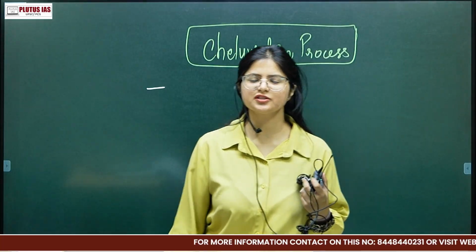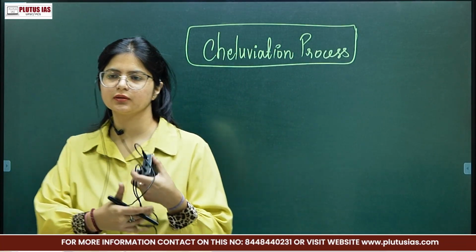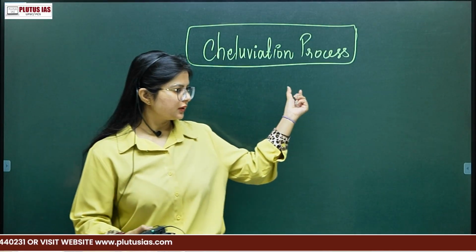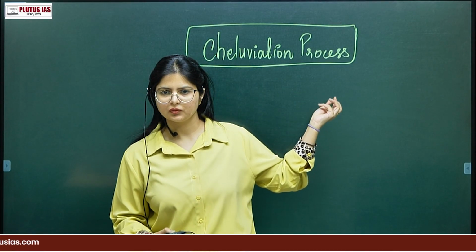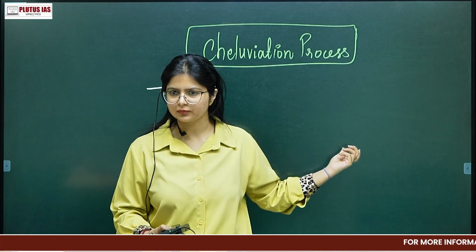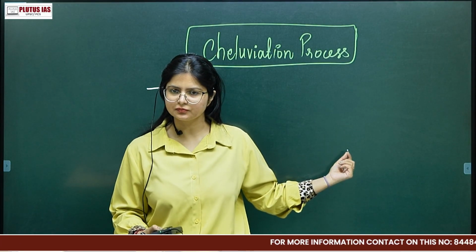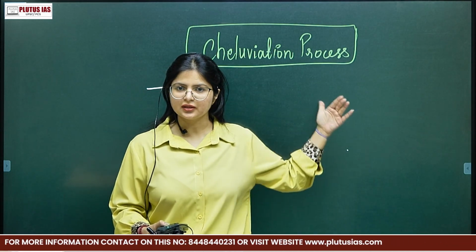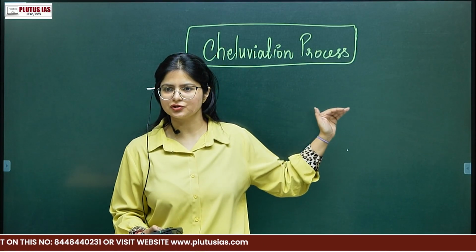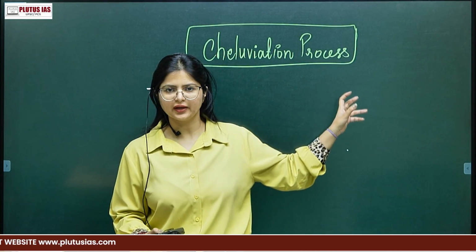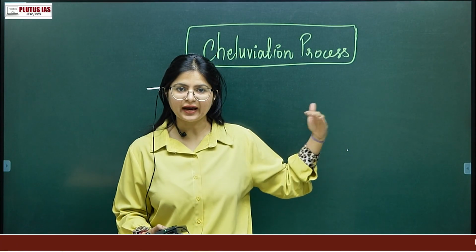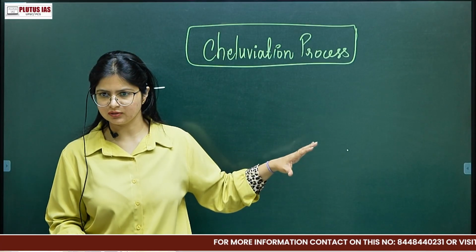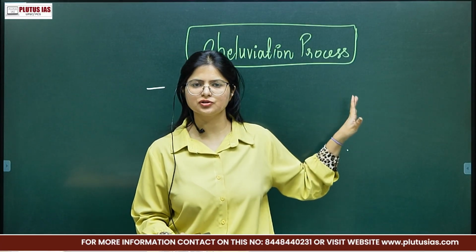Okay, what is written on the board? Cheluviation process. What is the cheluviation process? When any mineral or material percolates down through any drainage system, that mineral percolates down into another layer. This process in a nutshell is known as the cheluviation process, where organic matter or any mineral comes down. The terminology that we use for this process is cheluviation.